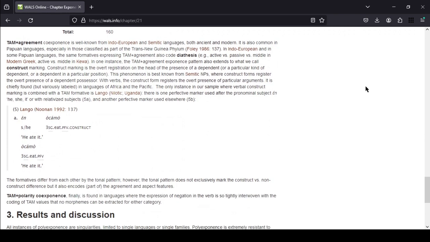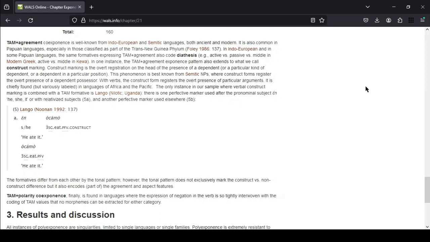TAM plus agreement coexponence is well known from Indo-European and Semitic languages, both ancient and modern. It is also common in the Papuan languages, especially in those classified as part of the Trans-New Guinea phylum. In Indo-European and in some Papuan languages, the same formatives expressing TAM agreement also code diathesis. For example, active versus passive versus middle in modern Greek, active versus middle in Kewa.